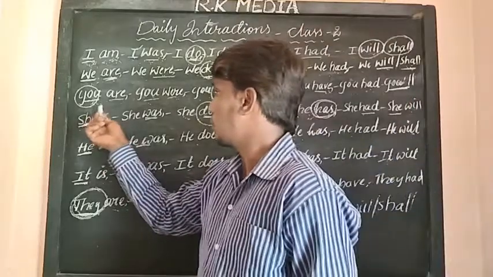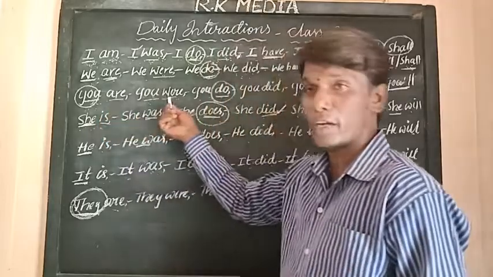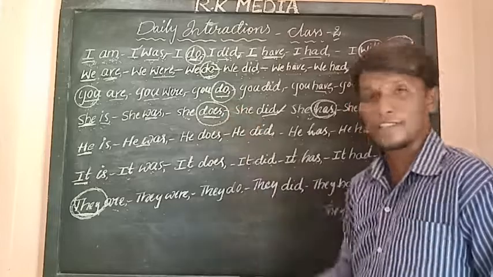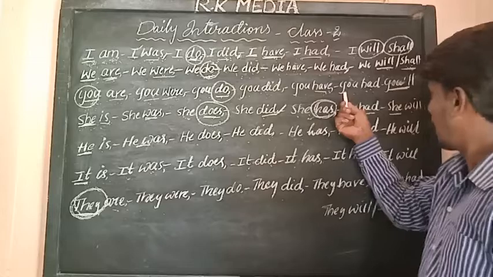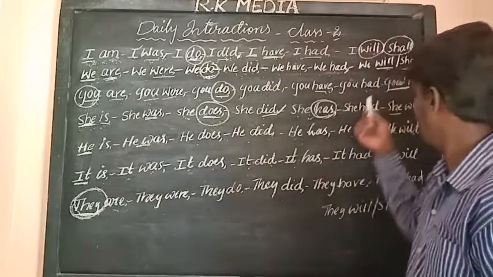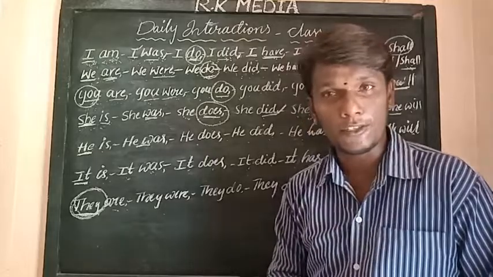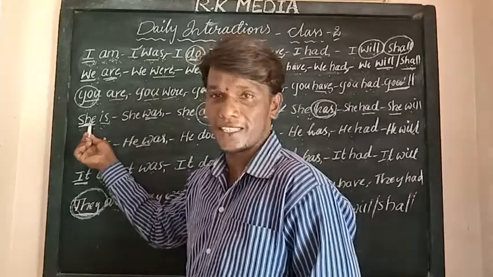And now see, you are, you aren't. You were, you weren't. You do, you don't. You did, you didn't. You have, you haven't. And you had, you hadn't. And you will or you shall, you won't or you shan't. Negative forms. And now coming to she: she is, she isn't.